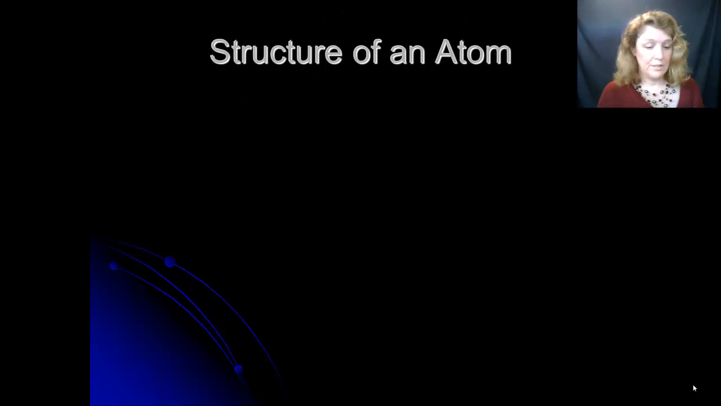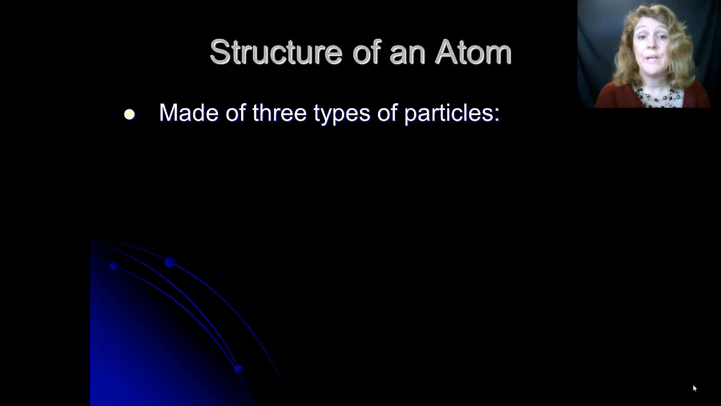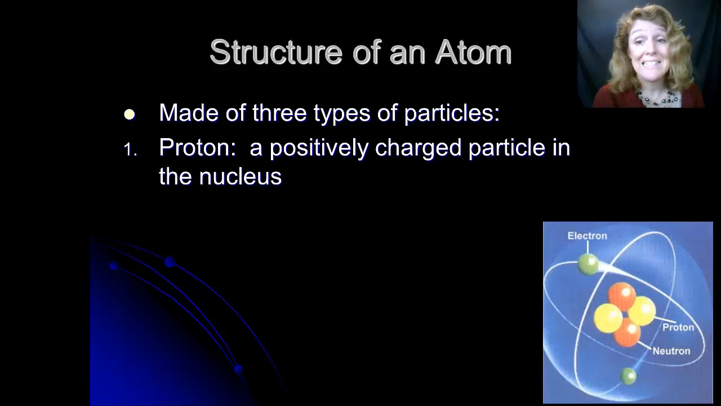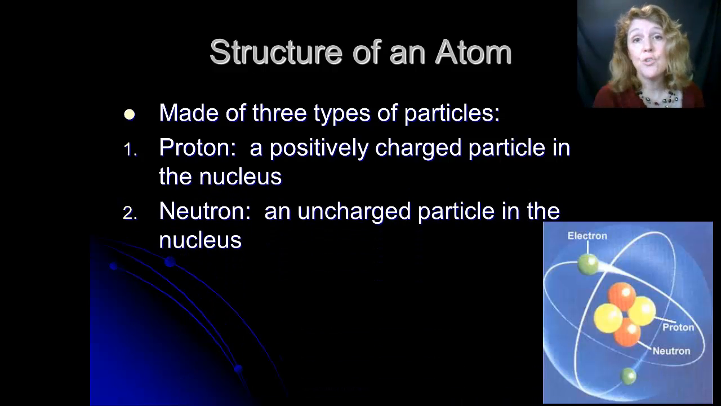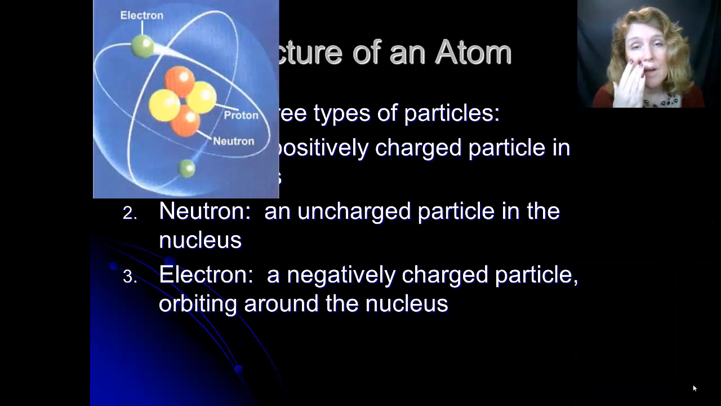So now we're on the structure of an atom. Just to review, an atom is made of 3 types of particles, and I know you've seen this before, but we're going to run through it again. The proton is the positively charged particle in the nucleus, and the neutron is an uncharged particle. It has a neutral charge, which essentially means it has no charge at all. And then you have the electron, and the electron has a negative charge and it orbits around the nucleus.